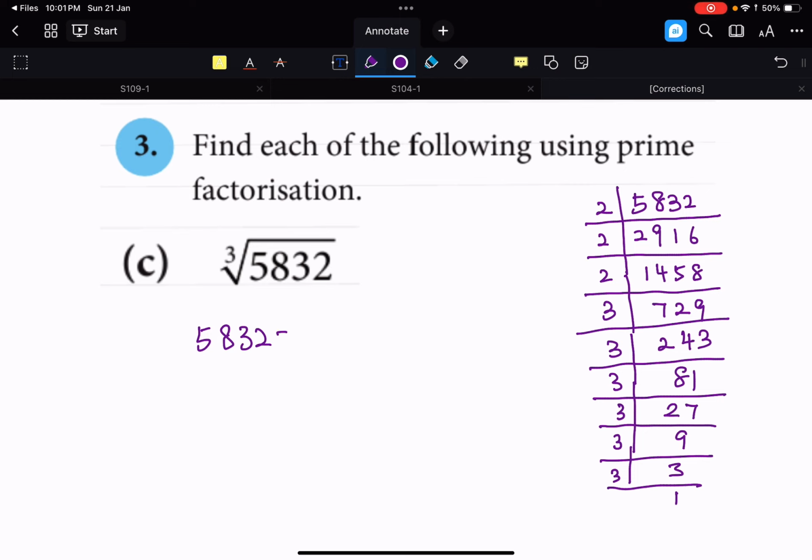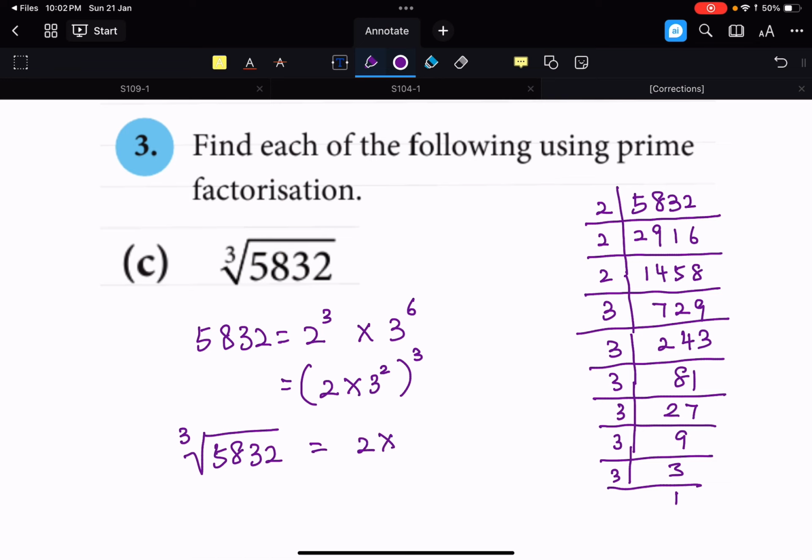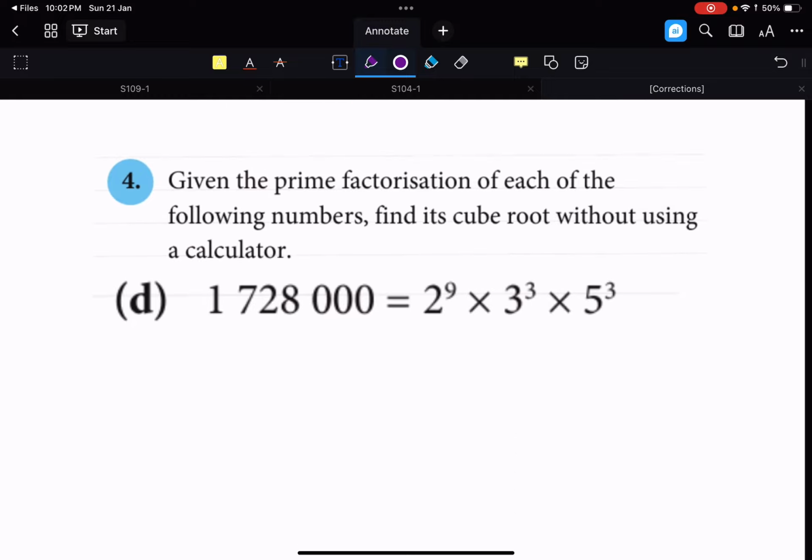That tells us that 5832 is equal to 2 to the power of 3 times 3 to the power of 6. We can rewrite this as 2 times 3 squared, all to the power of 3. So from here, the cube root of 5832 is equal to 2 times 3 squared, and this works out to be 18. All right, let's move on to the next one.